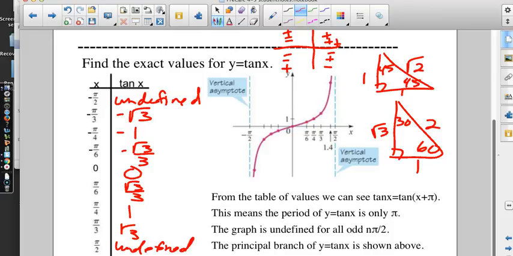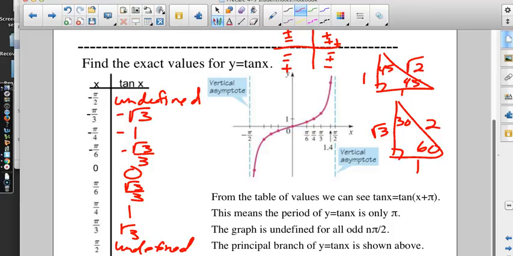So that's why we see what we do up here. We've got vertical asymptotes at negative pi over 2 and pi over 2, which shows us the period for this is not 2 pi anymore. If we're going from negative pi over 2 to pi over 2, that's 1 pi. So with tangent and cotangent, our period is 1 pi.